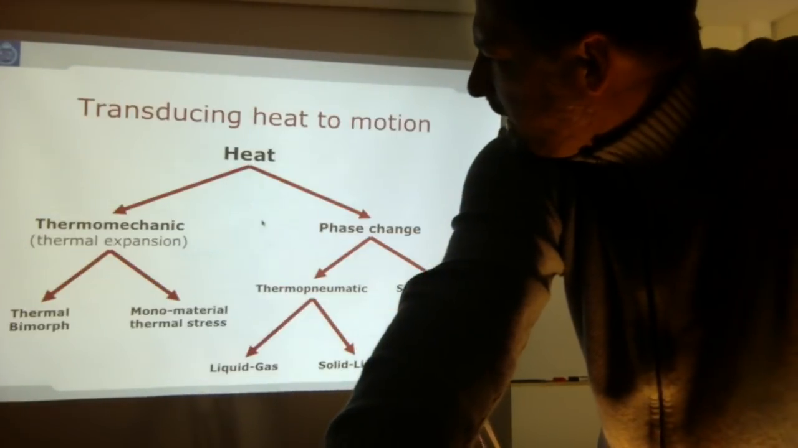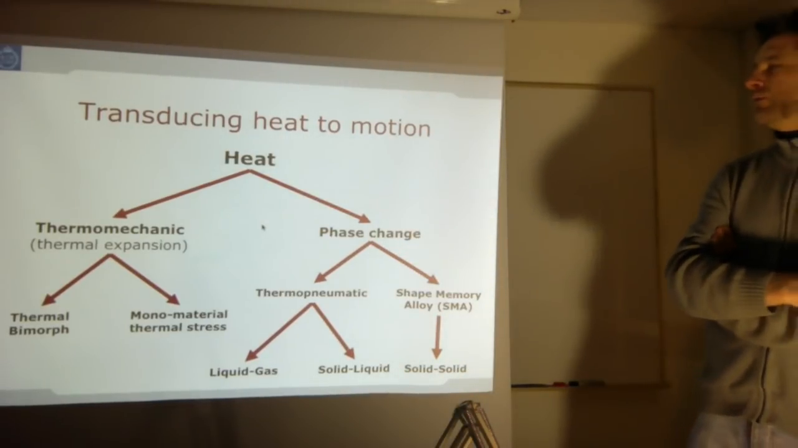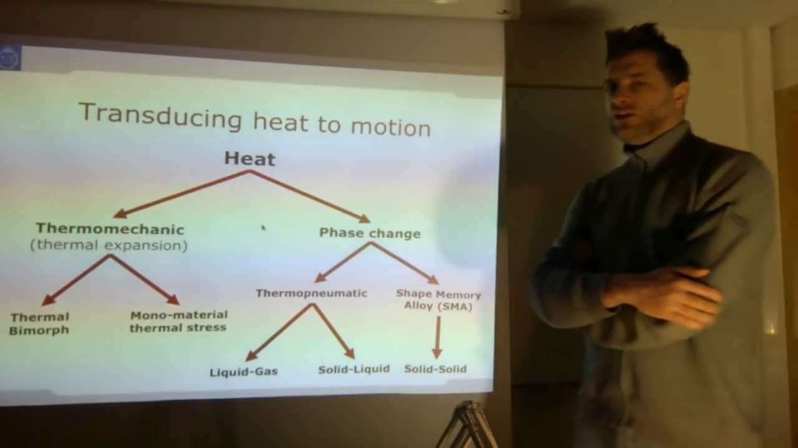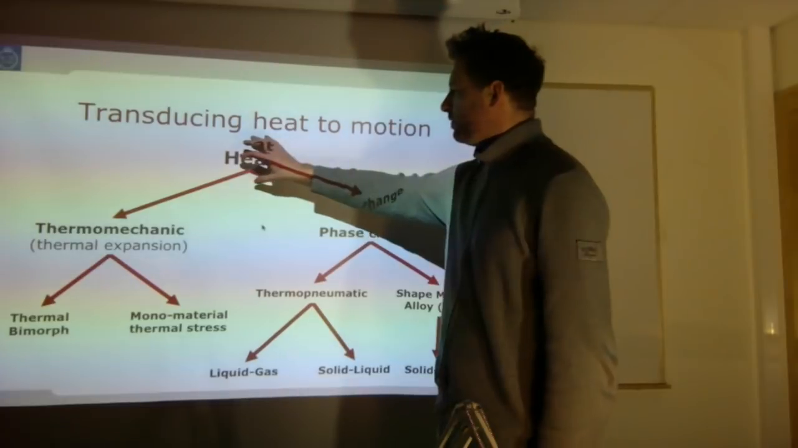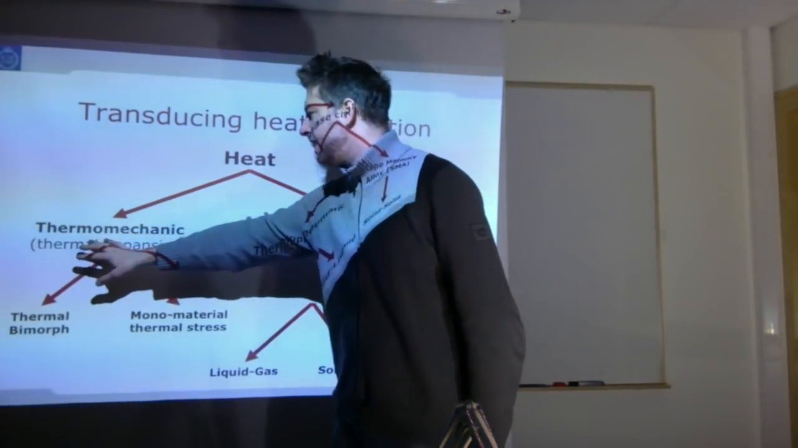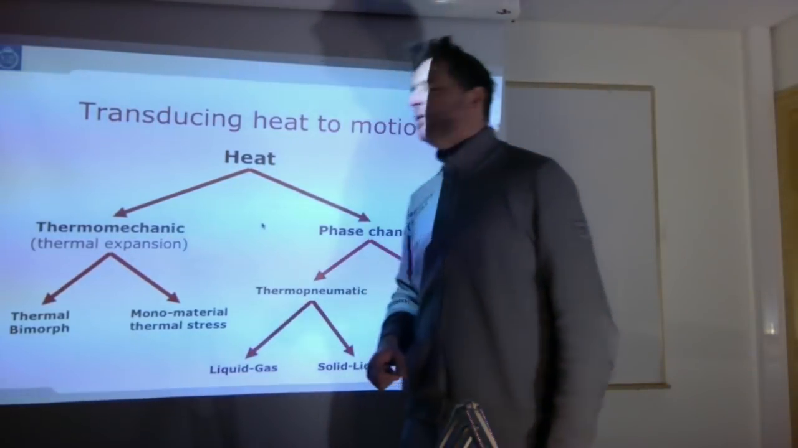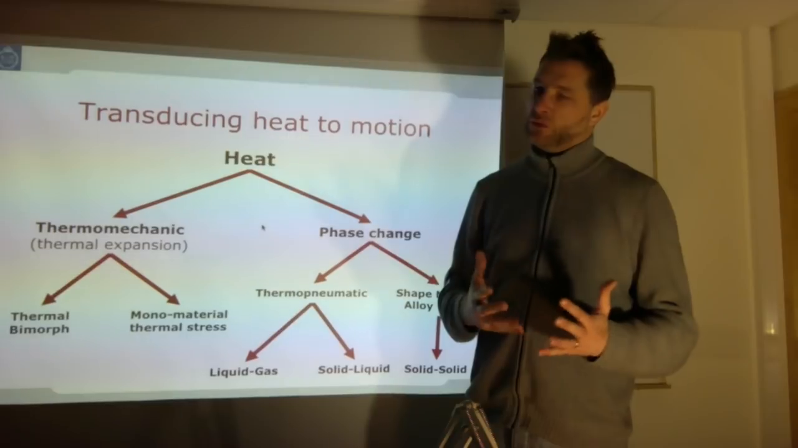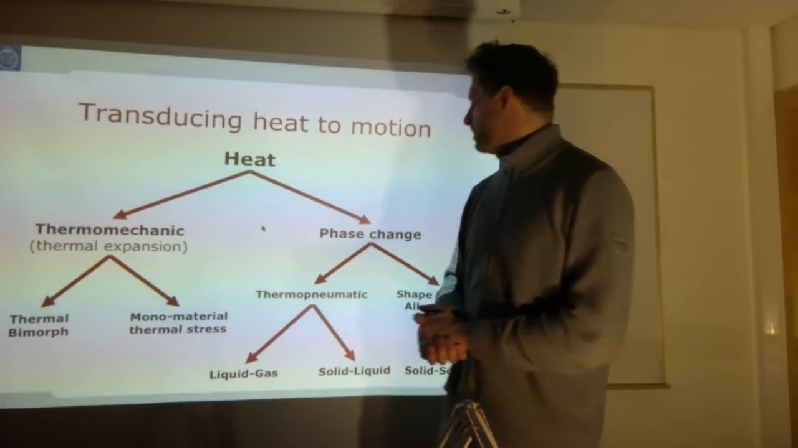So first, thermal actuators. First we're going to talk about thermal actuators. Thermal actuators are systems that transduce heat into motion. And this tree structure shows you all the different ways you can do that. Basically, if you have heat, you can either use thermomechanic principles or phase change. Thermomechanic principle means a pure thermal expansion. If you heat something up, it will expand. Something will also shrink. And you use that movement change to create a work output.